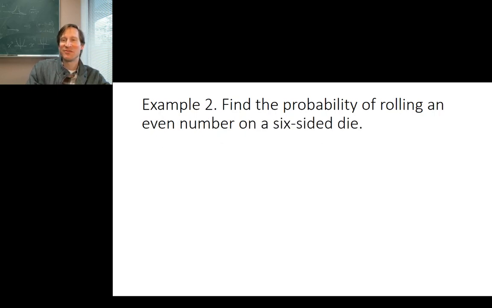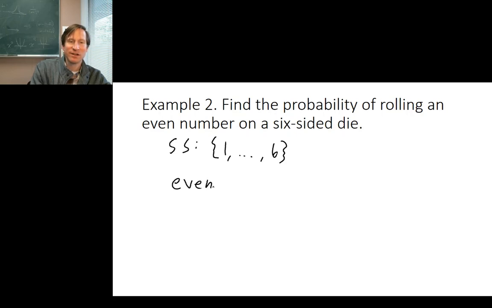Let's look at an example with an event that's a little more complicated. Let's find the probability of rolling an even number on a 6-sided die. So for this example, the sample space is still the same as it was in the last example, just the numbers 1 through 6. And this time, the event is rolling an even number. So rather than just using the letter E, we could write even for our event. But still, we should list the outcomes that are included in this event. So since we want even numbers, we should list the even outcomes, so 2, 4, and 6.